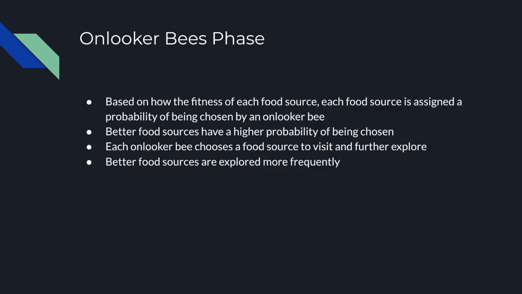In the onlooker bees phase, based on the fitness of each food source, it is assigned a probability of being chosen by an onlooker bee. Better food sources have a higher probability of being chosen. Each onlooker bee chooses a food source to visit based on this probability distribution. In this phase, a food source can be visited multiple times by different bees. The food sources with better fitness are visited more often and explored more.